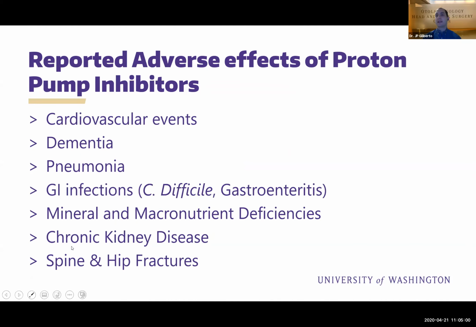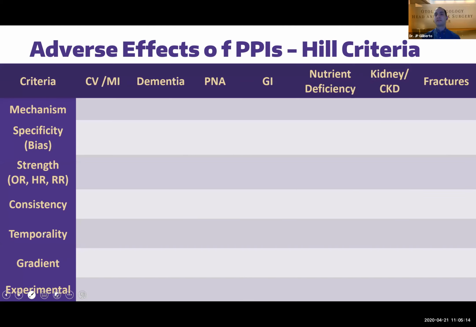So I'd like to take that framework and apply it to the major risk categories that we'll see, including cardiovascular events, dementia, pneumonia, GI infections, macro and micronutrient deficiencies, chronic kidney disease, and fractures. And this is the chart that I have laid out for us as our roadmap for going forward.